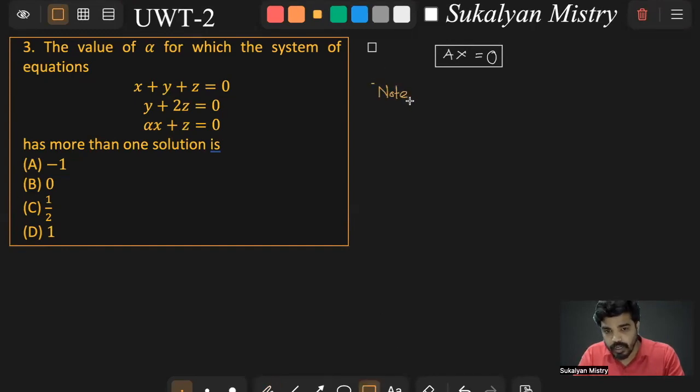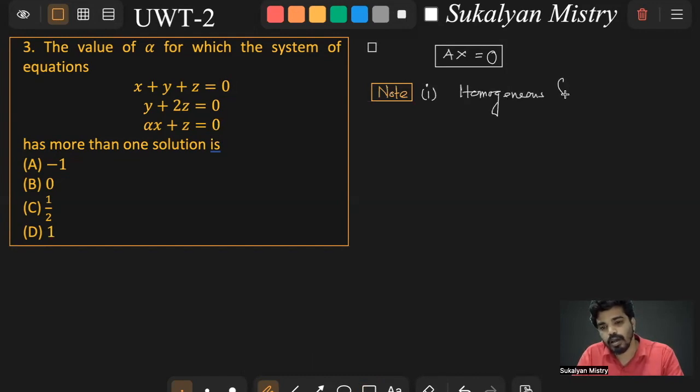যদি homogeneous system আমরা কি করে বুঝবো? যদি right hand side 0 থাকে তাহলে সেটা homogeneous system. So for first point, homogeneous system is always consistent. Consistent means it has solution, and inconsistent means no solution.